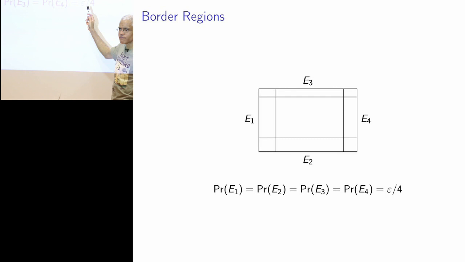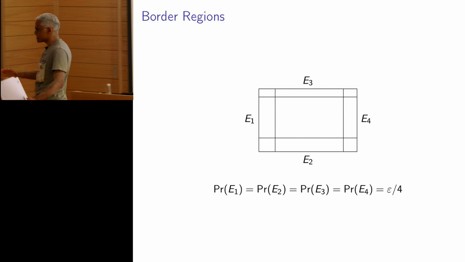If my target rectangle doesn't have mass at least epsilon over 4, I won't be able to do this, but in that case I need not worry, I'll output the empty hypothesis. These regions exist if the measure is absolutely continuous.